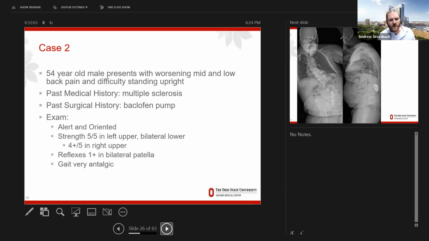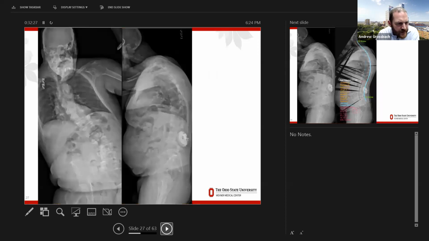So this case is a little more complex. This is a 54-year-old guy, mid and low back pain. He has difficulty standing upright. He has a history of MS. It's not progressive, but he's got a little disability from it, kind of 4+ out of 5 in the right upper extremity. He has some spasticity, so he has a baclofen pump implanted. Very intelligent gait. And this is what he looks like.